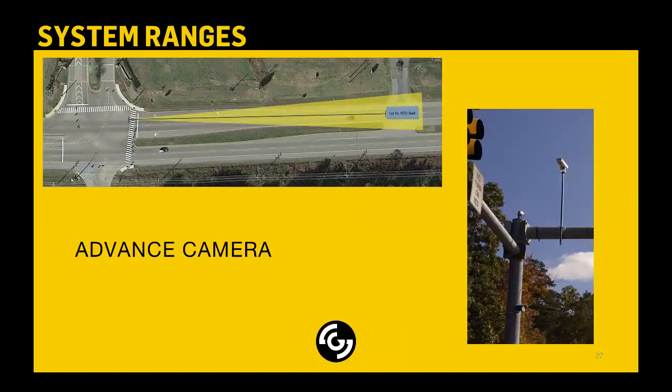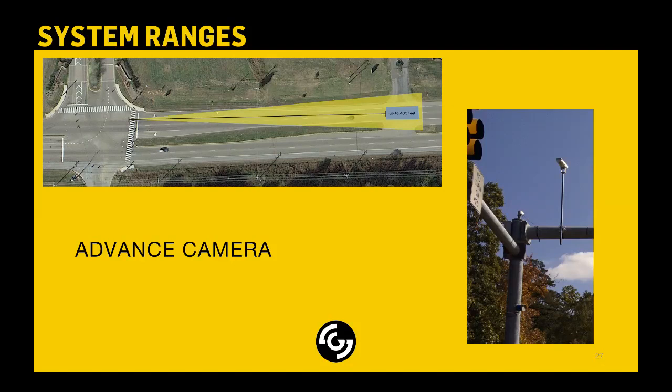For your advanced camera, if you require advanced detection at an intersection, you're going to look at about 400 to 450 feet for advanced detection. Your cameras should be mounted head-on to the approach. You don't want to have a camera that's too far off to one side and looking at a drastic angle. So if at all possible, you want to get your camera over so that you have a head-on view of the approach.